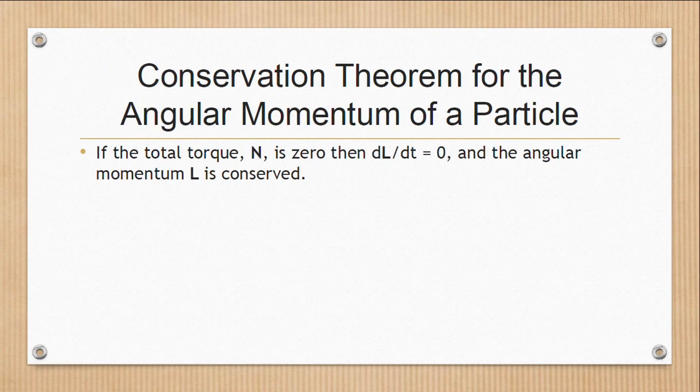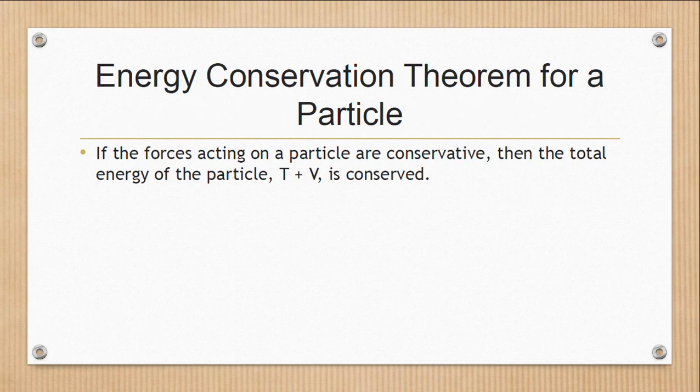Second is the conservation theorem for the angular momentum of a particle. If the total torque N is 0, then, as we discussed in the previous slide, torque is directly proportional to the rate of change of the angular momentum. If N is 0, we can say that the rate of change of the angular momentum is 0. If dL by dt is equal to 0, it means L is some constant, meaning angular momentum is conserved. So the conservation theorem for the angular momentum is derived from the torque relation.